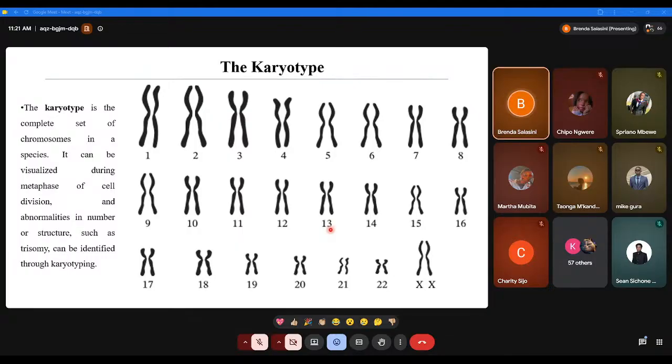Let's look at this picture of chromosomes that is referred to as a karyotype. It is the complete set of all the chromosomes in a cell. So this looks like a chromosome of a human being.